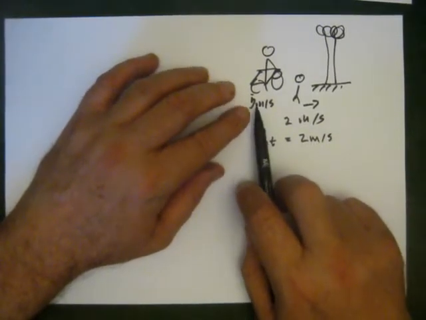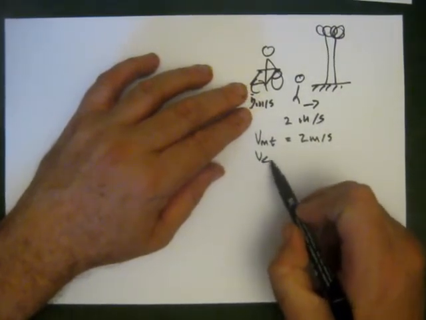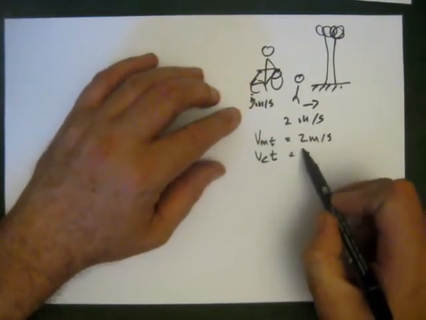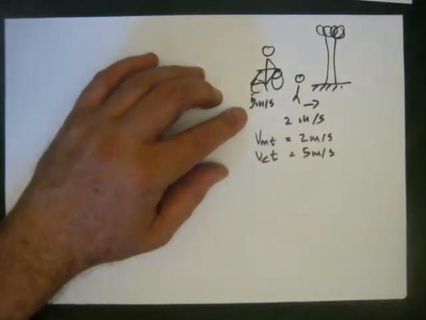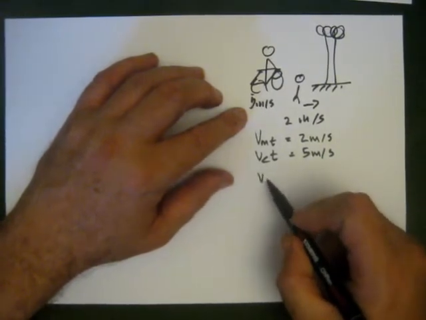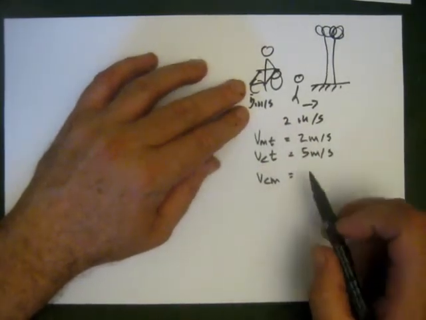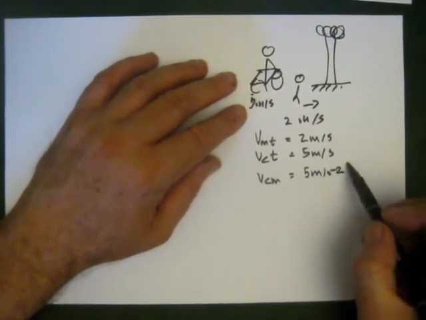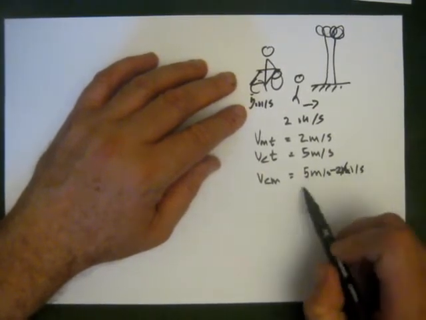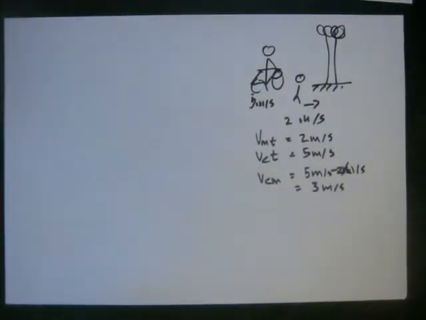How about the velocity between the cyclist and the tree? That is going to equal 5 meters per second. But how fast is the cyclist going relative to me? So velocity of cyclist relative to me is going to be 5 meters per second minus the 2 meters per second, which is equal to 3. So the cyclist is going 3 meters per second faster than I am.